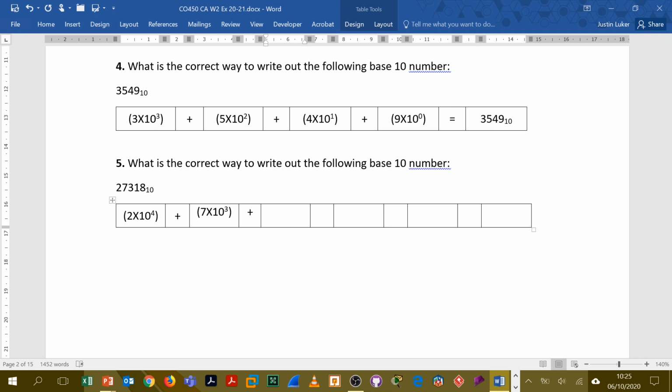plus 3 times 10 to the 2, plus 1 times 10 to the 1, plus 8 times 10 to the 0, which would equal 27,318 in base 10.